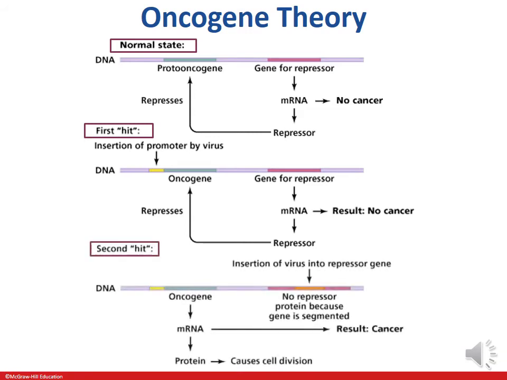The problem is if there's any second hit to the DNA at that repressor gene, now that cell is going to grow uncontrollably. And that second hit, by the way, doesn't even need to be a virus. It could be the other things that we think of as cancer causing, right? It could be radiation, could be UV, could be anything that interferes with the DNA or alters DNA.